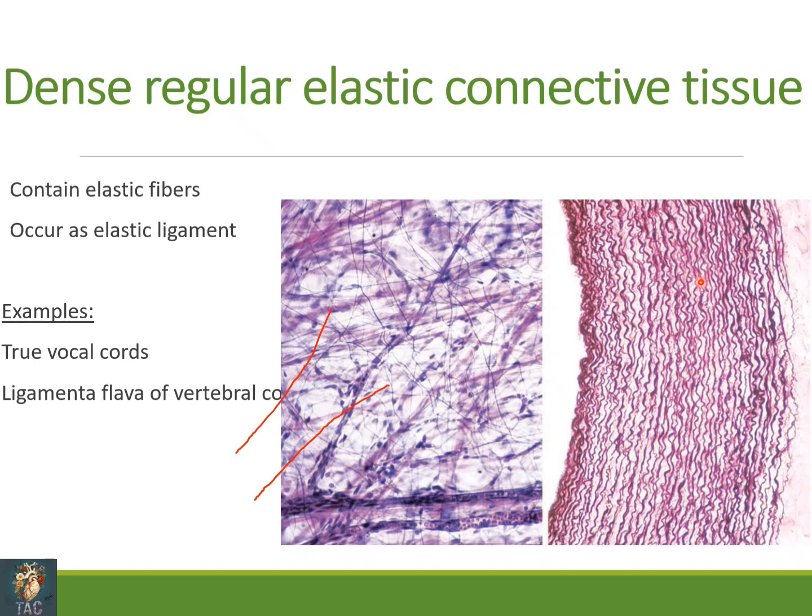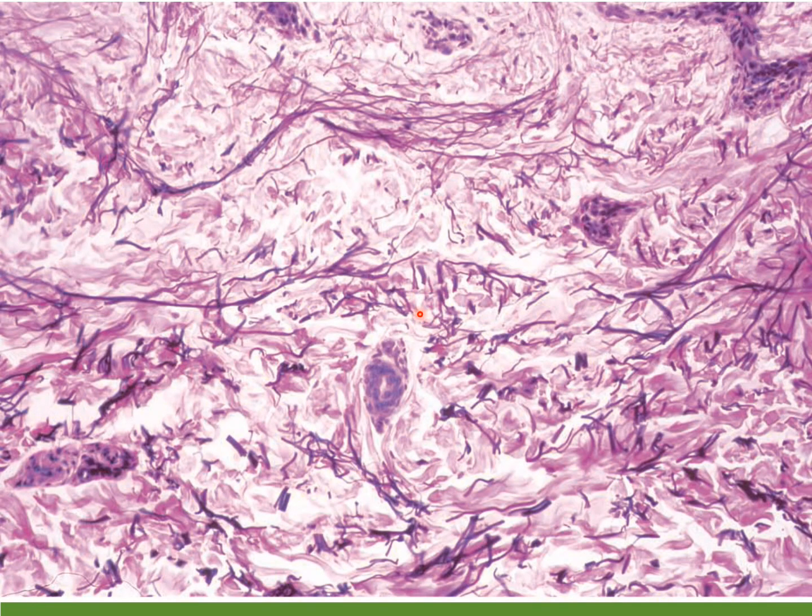And this is the slide taken from the elastic artery. This shows the elastic fibers, which are arranged in the form of sheets in the tunica media of the elastic arteries. Then this is another beautiful diagram showing you the dense elastic connective tissue. It contains a large number of elastic fibers. You can appreciate over here as well.